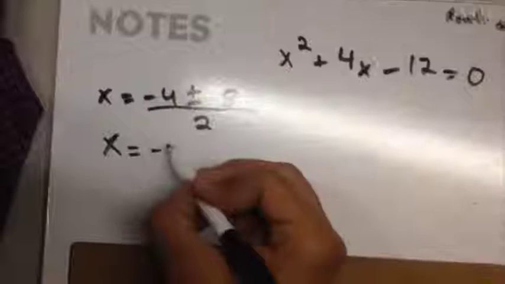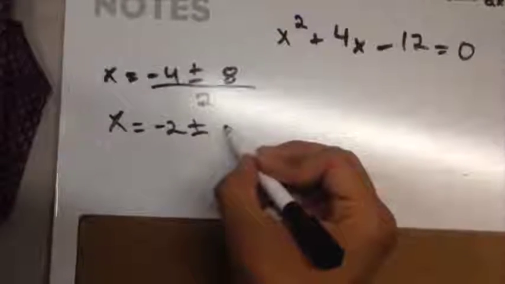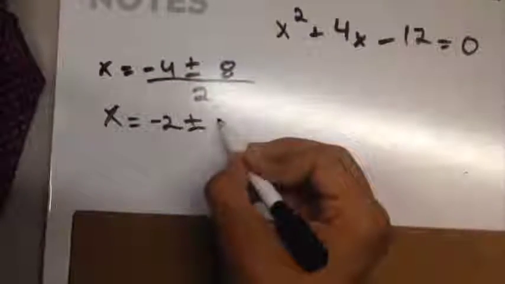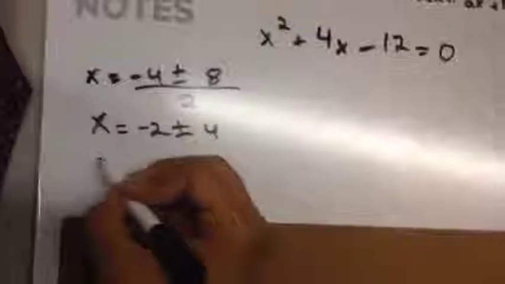x equals -2 plus or minus 4, because we just divided it all by 2. That's what it means, right?